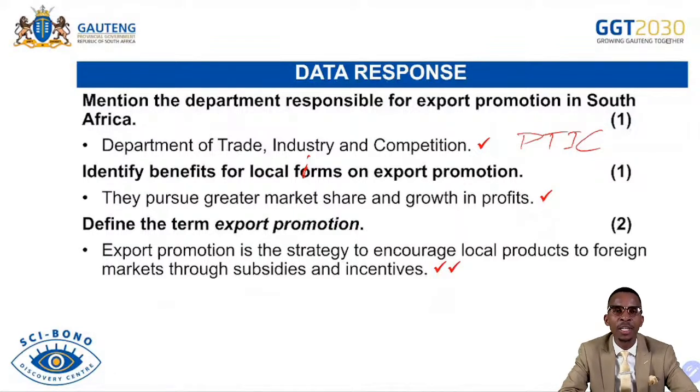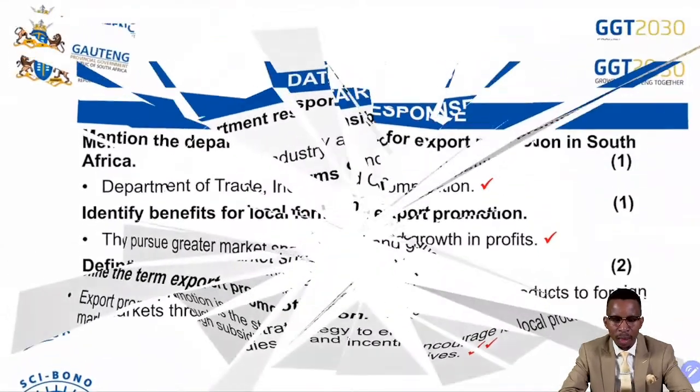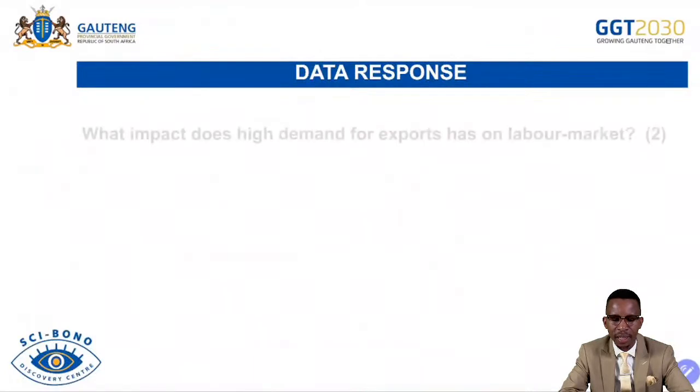So that's when the government gives subsidy and incentive to local businesses to produce more goods and services for the foreign or international markets. Because remember, foreign markets are bigger than local markets. So if our goods are promoted to the foreign markets, they can be able to grow faster due to the fact that foreign markets are relatively bigger as compared to local markets. And then the data response continues.